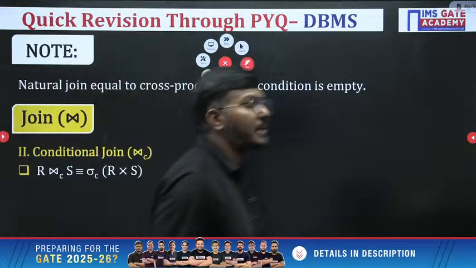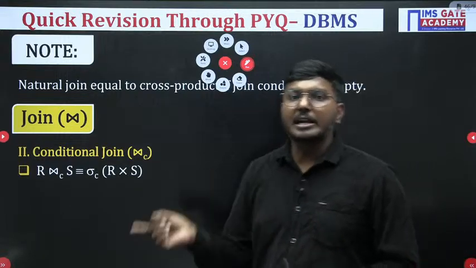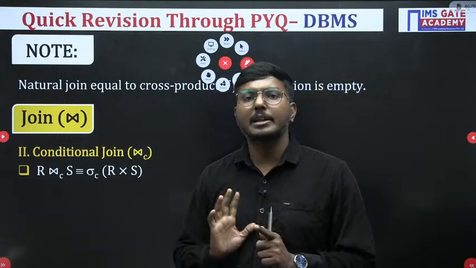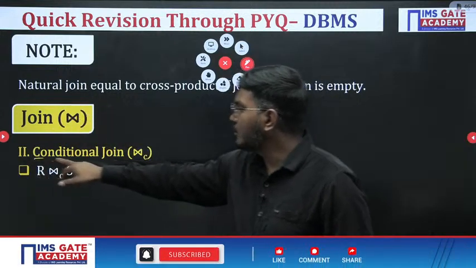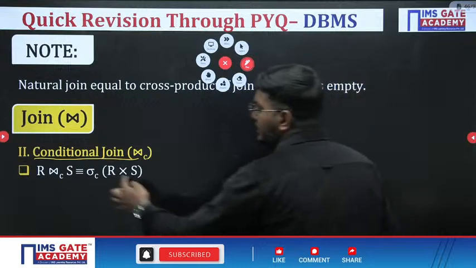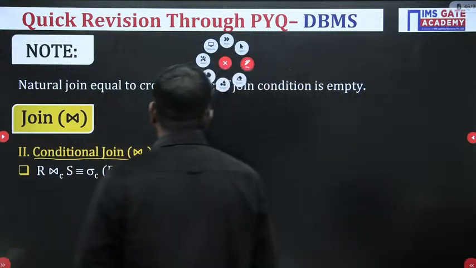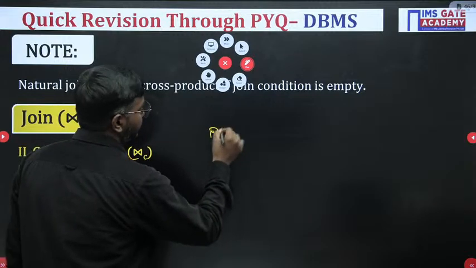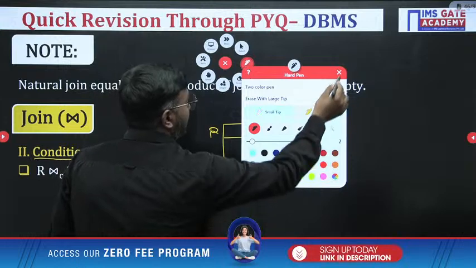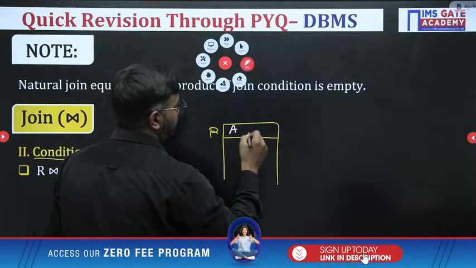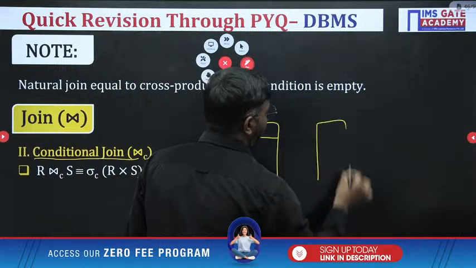Now let's go and see this, the conditional join. Previously it was the natural join. Natural join means by default the condition is equality between the common attributes. Now if I talk about the join, under the join we have the conditional join. Conditional join means the condition could be anything. Now, the condition could be anything, like here, let's assume, let's take one R having attributes A, B, and one S.